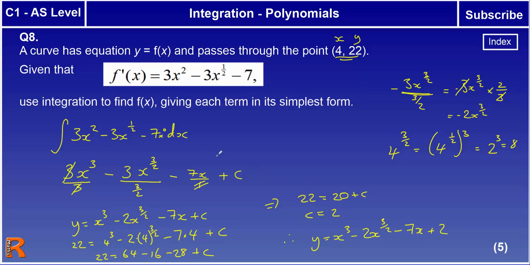So when you're doing this, you get 1 mark for having all this. You're going to get 1 mark for putting it in the simplest form with the constant. In fact, I think you get 2 marks for that, 1 for this part and 1 for the constant. And then we get 1 mark for putting all the numbers in and 1 mark for getting c is equal to 2. Okay, next one.